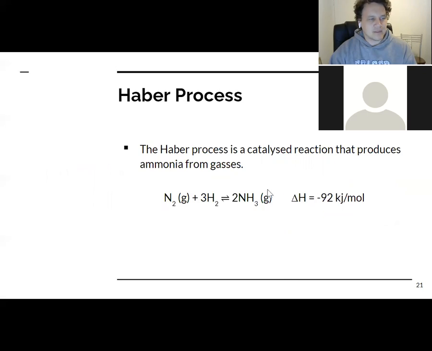And this bit here, this delta means change in. H is heat. So change in heat equals minus 92 kilojoules per mole. If it's got a minus in front of it, it's what's called an exothermic reaction, or it releases heat. So when 1 nitrogen and 3 hydrogen bind together, they release 92 kilojoules of heat.